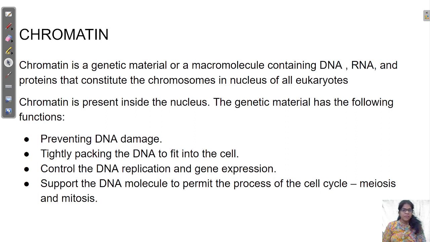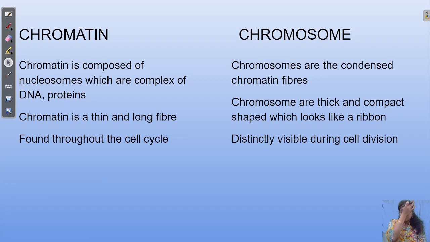The chromatin has the following functions. It prevents the DNA from getting damaged. It helps in tightly packing the DNA to fit into the cell, controls DNA replication and gene expression, and supports the DNA molecule for the cell cycle. You all know that a cell has to undergo mitosis and meiosis, right? So till now you got to know what chromatin is and where it is present, and you may have some confusion.